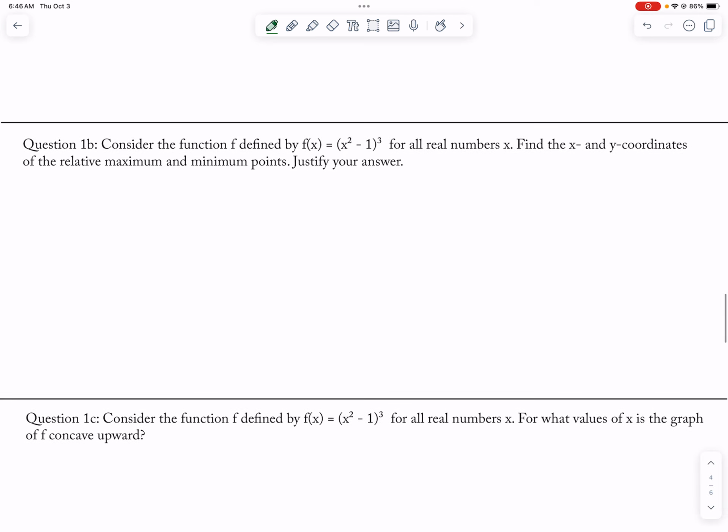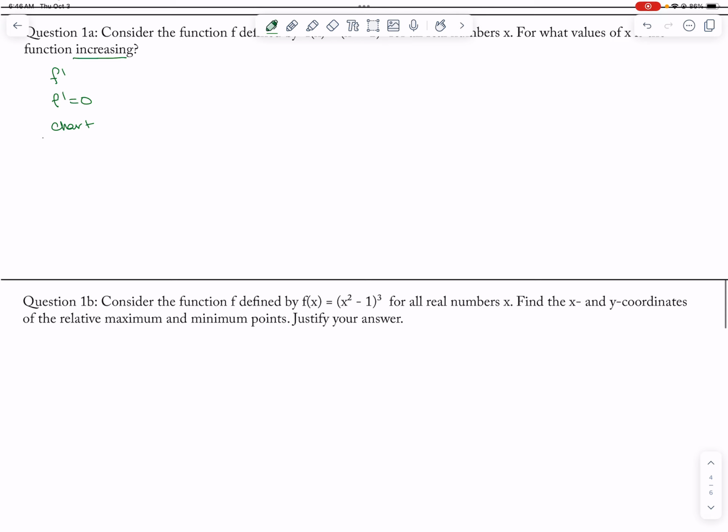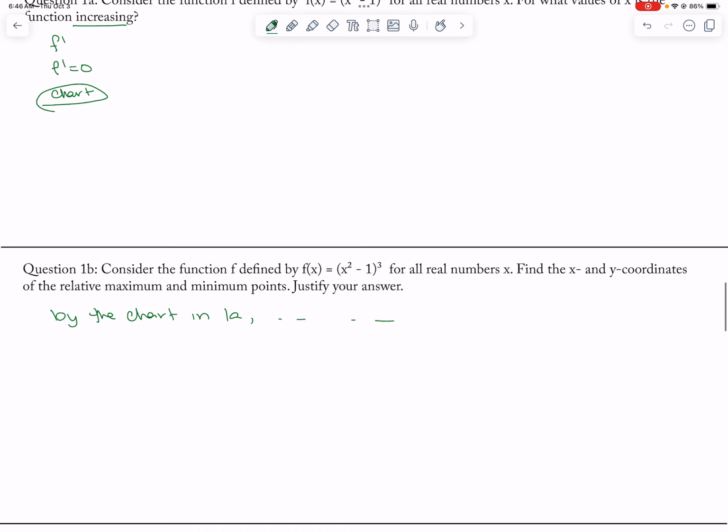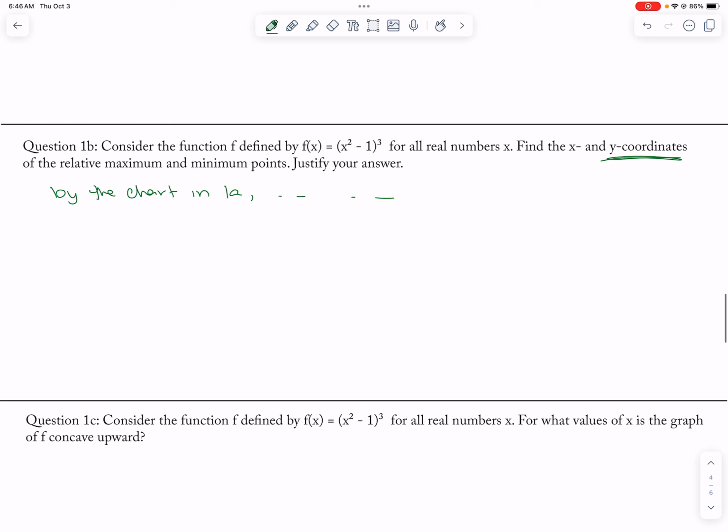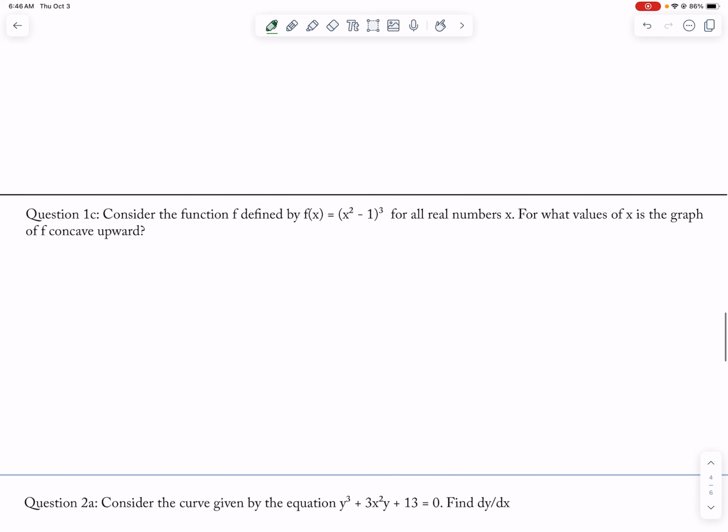For relative min and relative max, once I have the chart, you can say "by the chart in 1A," and so on. And then you can find your y coordinates for every one of your critical numbers. Okay, and I wanted max and min. So just make sure that if something's not a max or min, you actually tell me that one isn't a max or min.